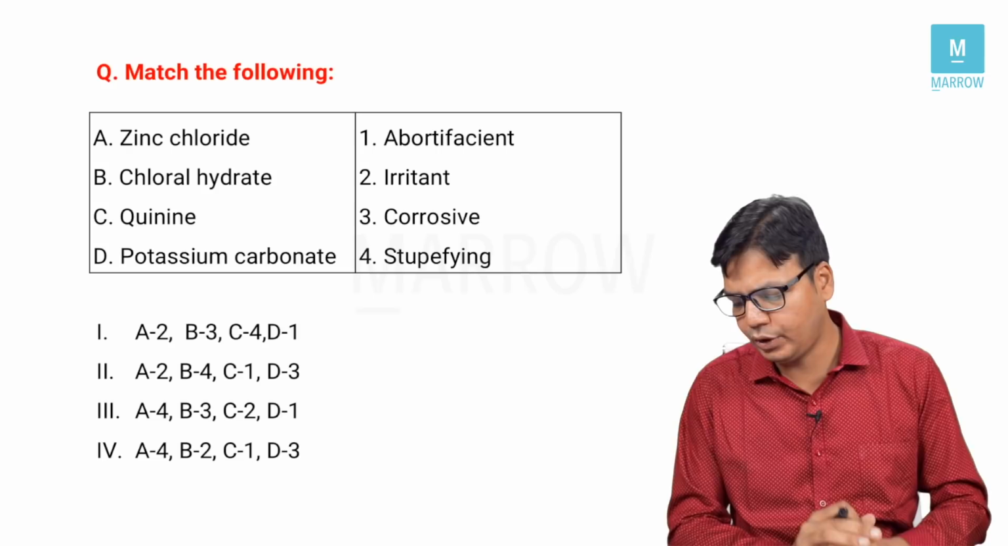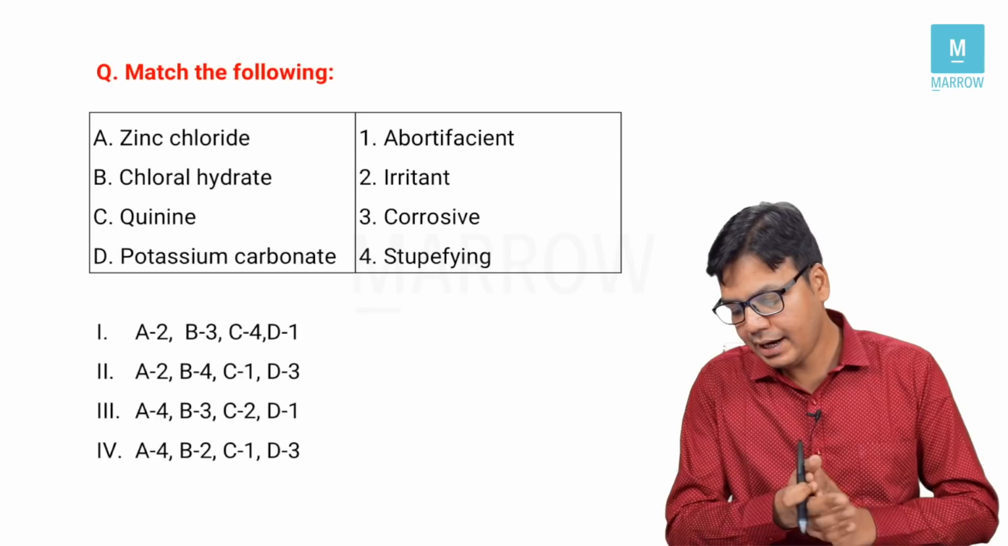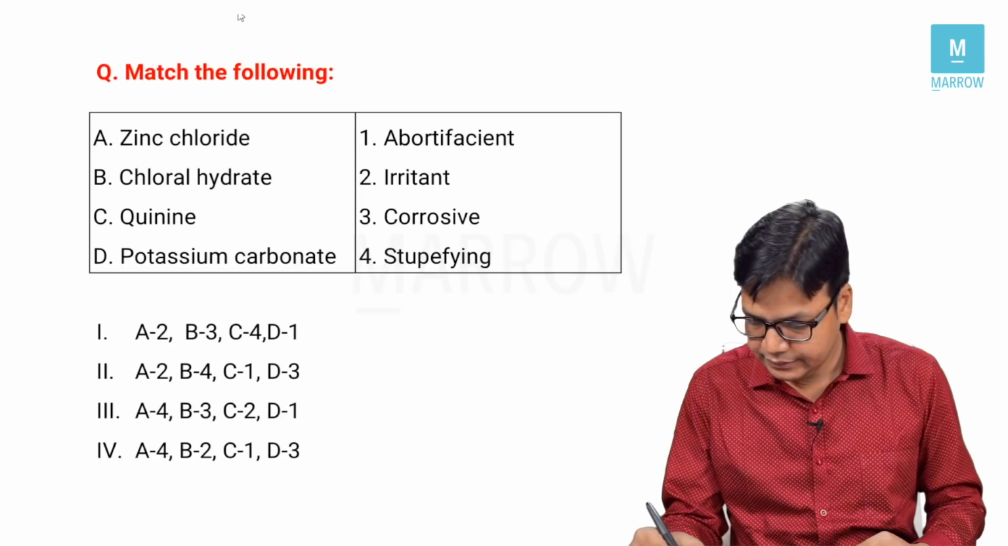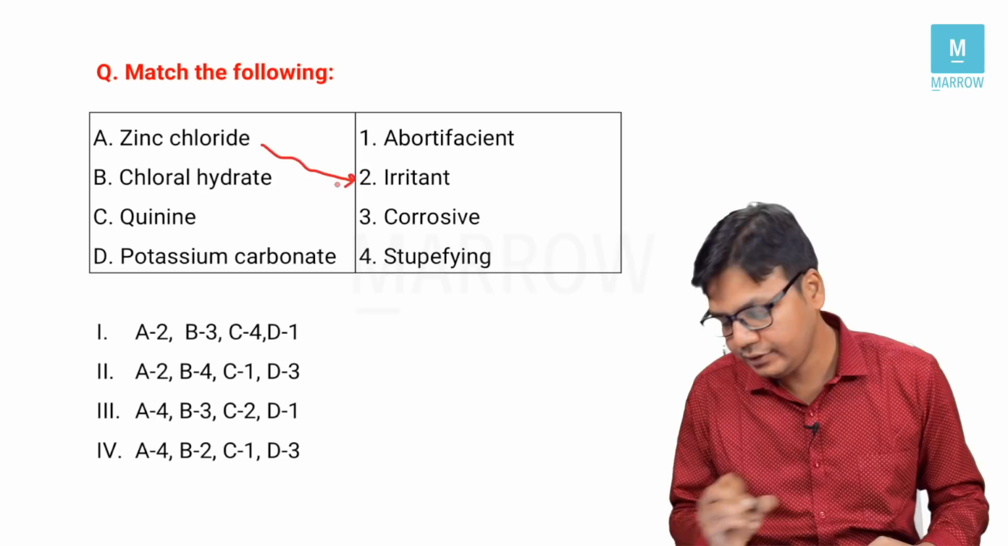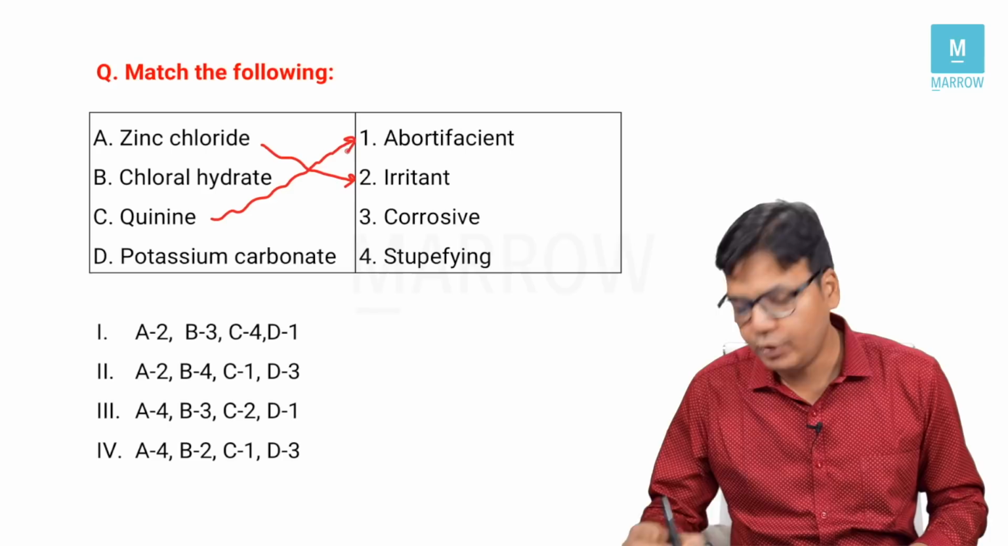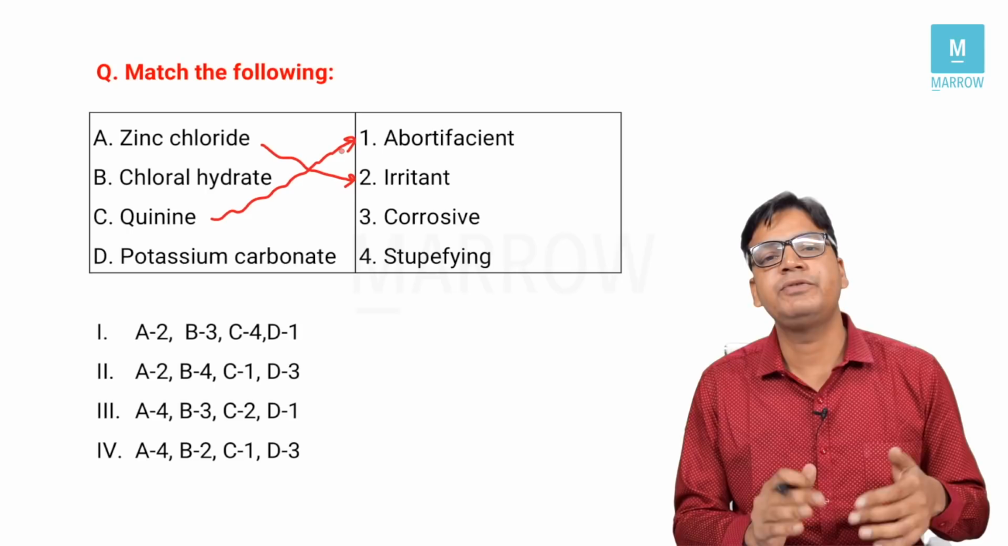Zinc chloride, chloral hydrate, quinine, potassium carbonate. You can see, yes. The first is zinc chloride. Zinc chloride is an irritant poison. It causes irritation. Then, quinine is an abortifacient. Everyone knows that quinine is an abortifacient. It induces abortion. It's a kind of ecbolic. What is an ecbolic? Ecbolics increase uterine contraction.